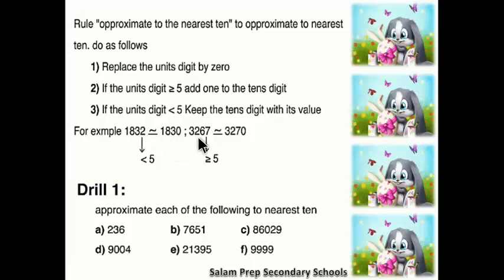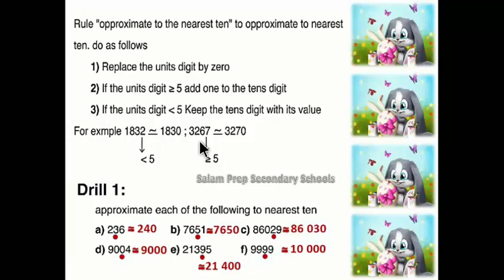Another example for you. 3267 is approximated to the nearest 10. Approximate to the nearest 10 means look at tens place. Okay? Before tens is units. Please write 0 in units. Before tens is units. 7 digit in units place.